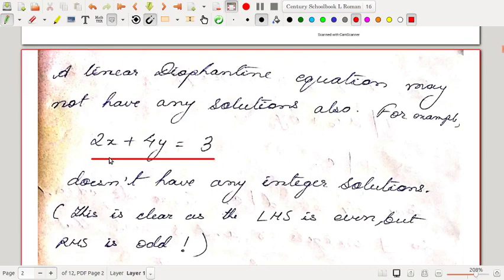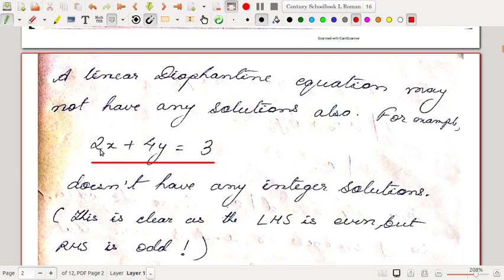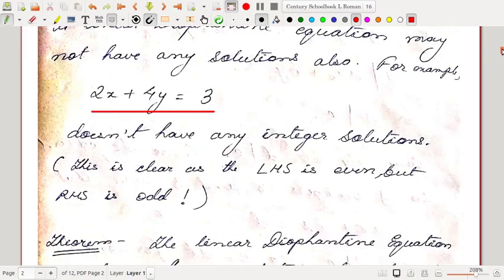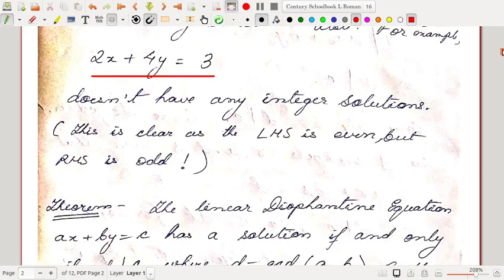If you observe, the left hand side is an even integer, because x and y are integers. The left side is 2x plus 4y, which is an even integer, but the right side is an odd integer. An even integer and an odd integer cannot be equal, so this linear equation doesn't have any integer solution. There are several cases, so let us see how we can find out a general solution of any given Diophantine equation.